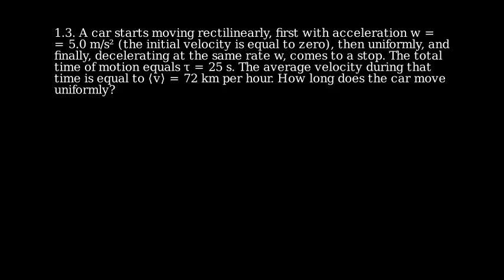The total time of motion equals tau equals 25 seconds. The average velocity during that time is equal to v average equals 72 kilometers per hour. The question asks, how long does the car move uniformly?